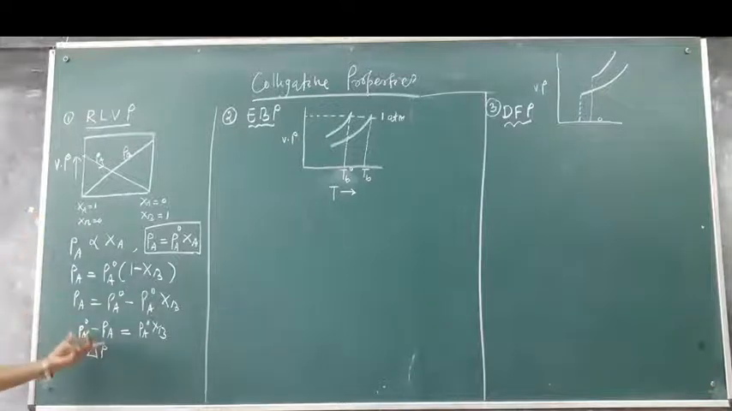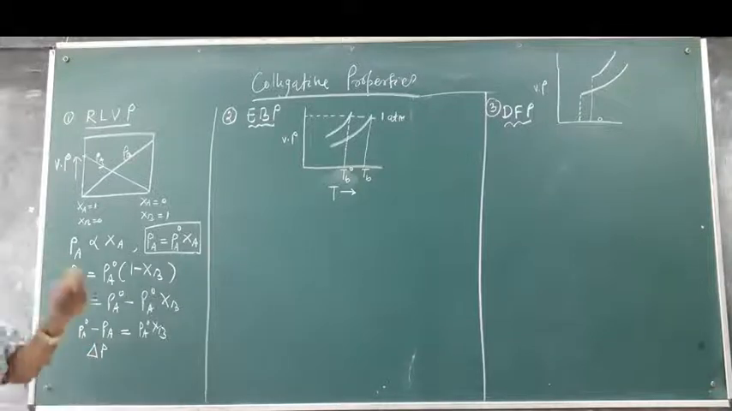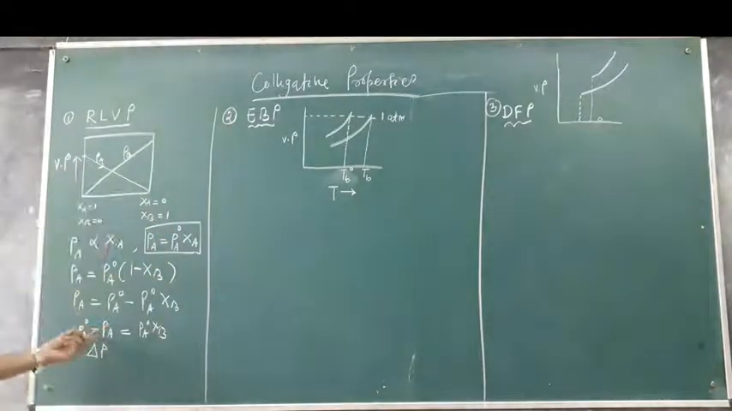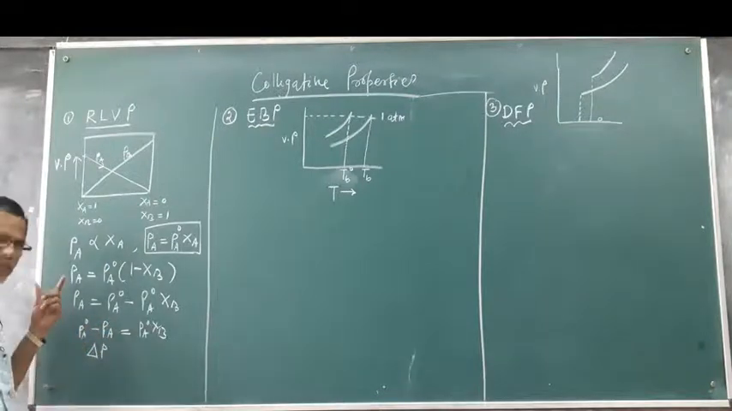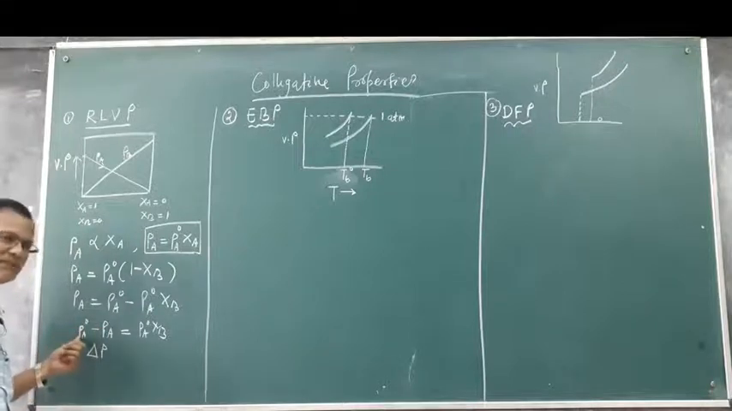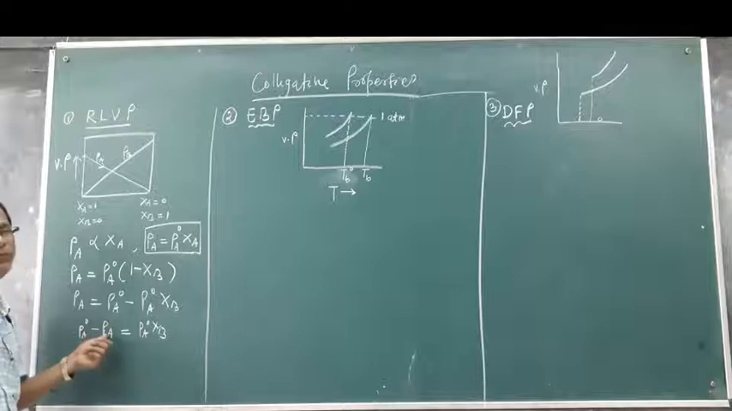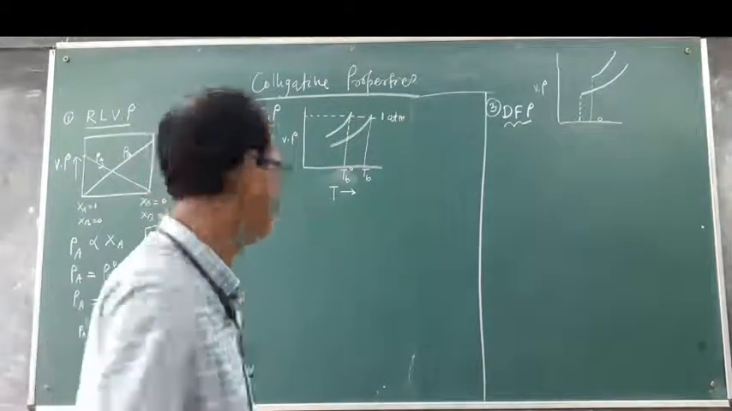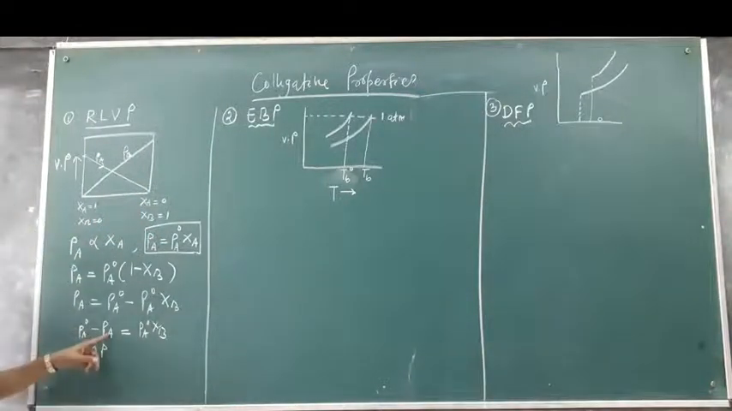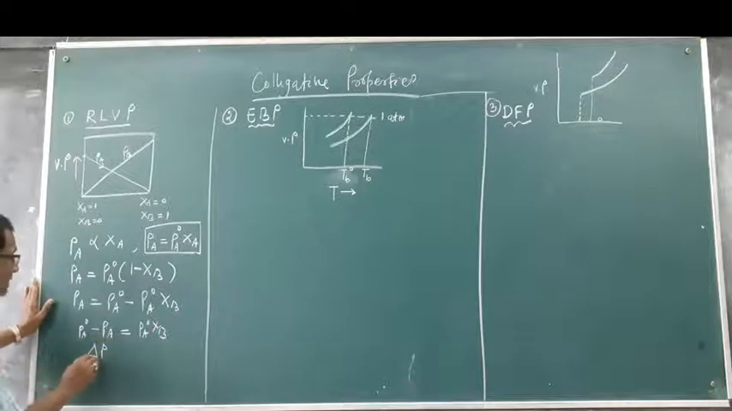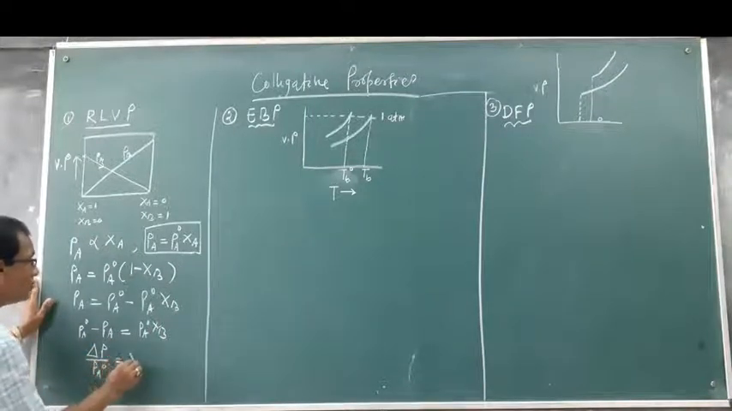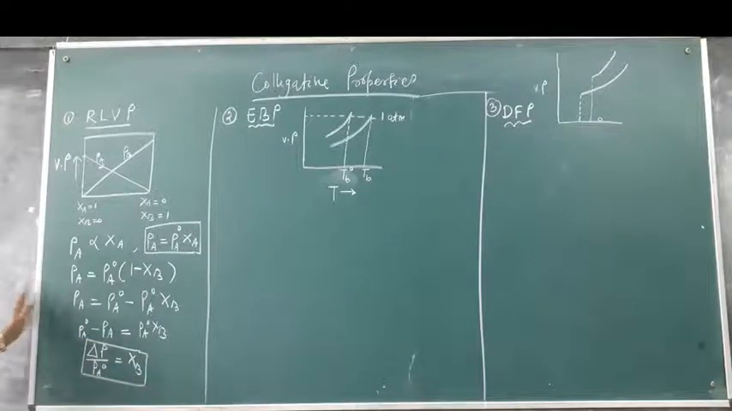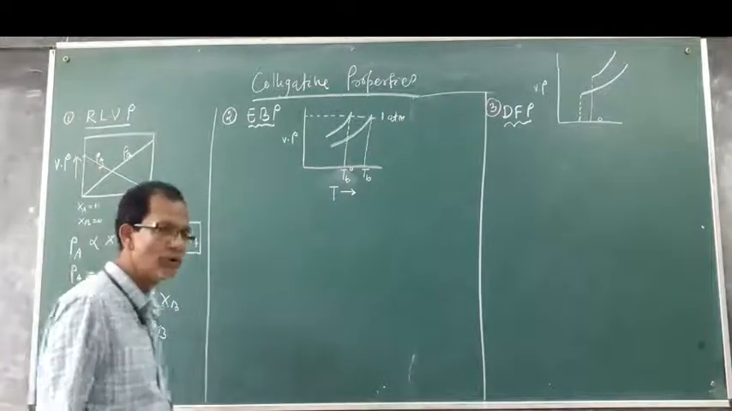That means lowering of vapor pressure. When a non-volatile solute is added, there is a decrease in vapor pressure, PA naught minus PA. PA naught means the vapor pressure of the pure solvent, and PA is the vapor pressure of the solvent when solute is added. That means PA naught is greater than PA. So PA naught minus PA is equal to del P, and del P by PA naught is equal to ZB. This del P is the decrease in vapor pressure, that means lowering of vapor pressure, and PA naught is the vapor pressure of the pure solvent.